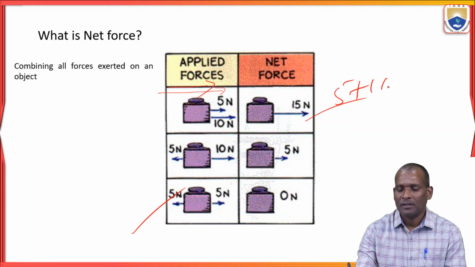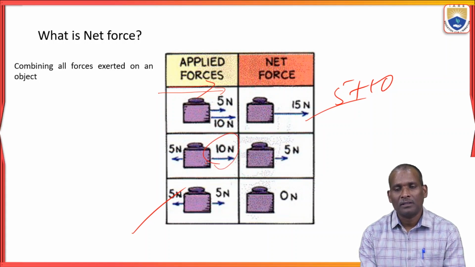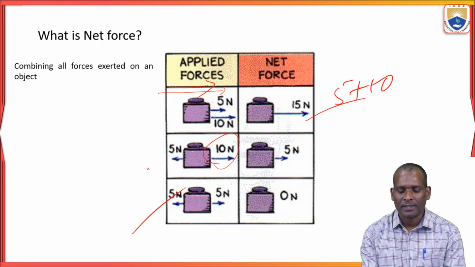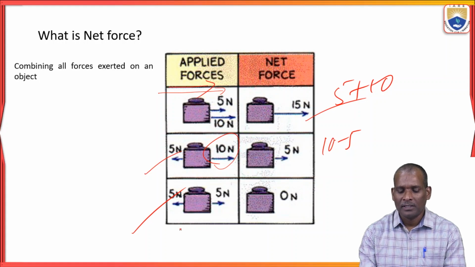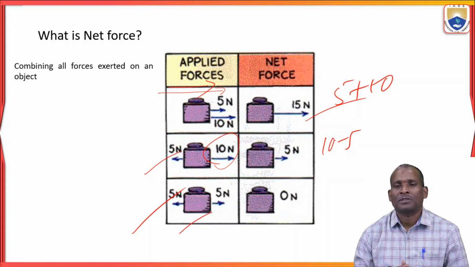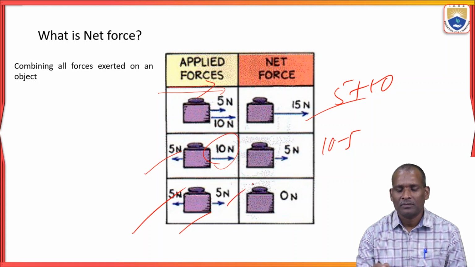5 plus 10. But in this case, the 10 newtons is applied in this direction, and in the opposite direction 5 newtons. So this 5 newtons is in the opposite direction. So what is the net force? That is 10 minus 5. Similarly, in this case, equal forces are acting, 5 and 5. So what is the net force? There is no net force. Why? Because this force is balanced with the 5 newtons force.